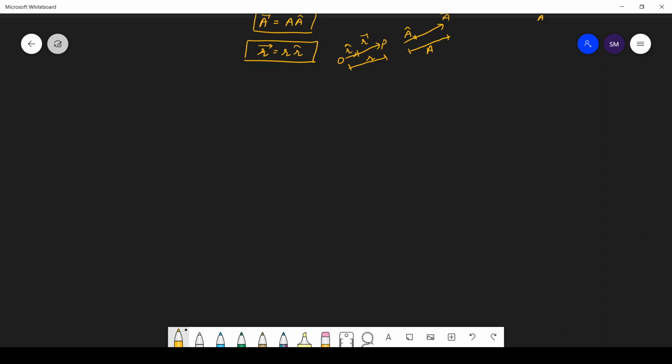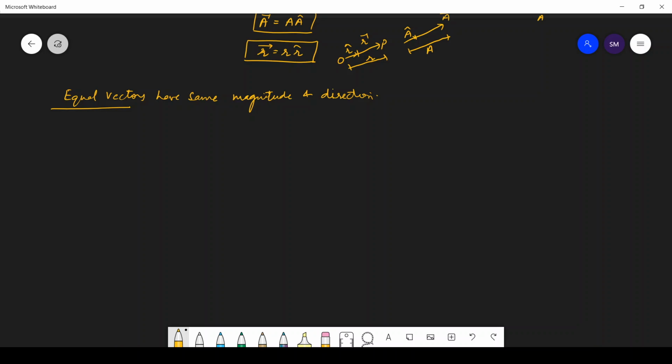And the next thing is equality of vectors. Two vectors can only be equal if they have the same direction and same magnitude, then only they will be equal. So equal vectors have the same magnitude and direction. Then only vectors are equal.